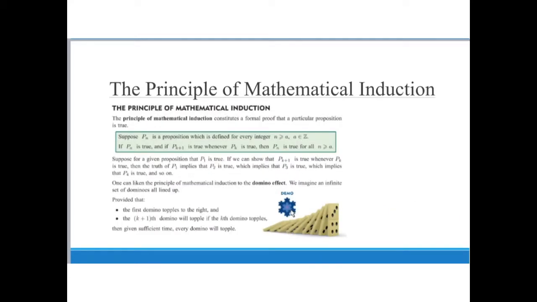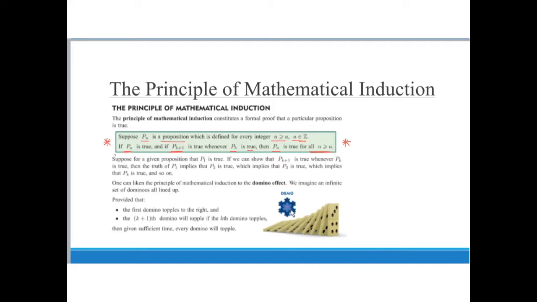So the principle of mathematical induction constitutes a formal proof that a particular proposition is true. So suppose Pn is a proposition which is defined for every integer n greater than or equal to a, and a is within all integers. If Pa is true, and if Pk plus 1 is true whenever Pk is true, then Pn is true for all n greater than or equal to a. Now at the moment that probably sounds like a whole heap of jargon, and that's okay. As we do this more and more and we look at more examples, it will become clearer.